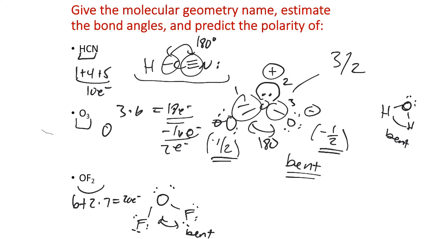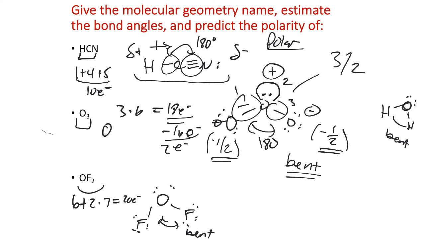Now polarity, because we're supposed to predict polarity trends here. Is HCN polar? Yeah, because the nitrogen's more electronegative, we get a negative charge here. Carbon's less electronegative, we get a positive charge here. Different charges on these sides of the molecule, so definitely a polar molecule for HCN. Ozone's tricky. What do you guys think about ozone? Is it polar or nonpolar?